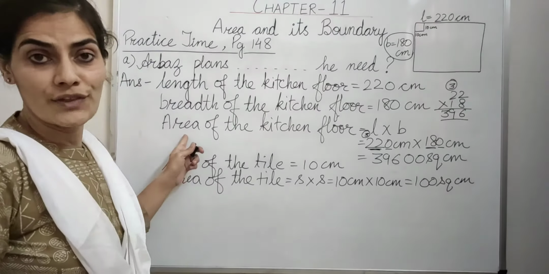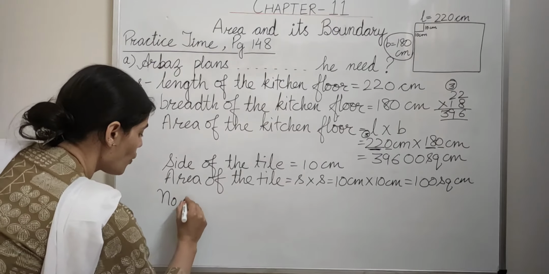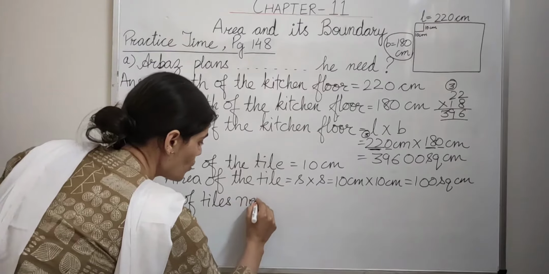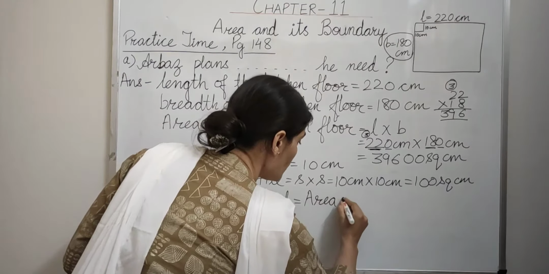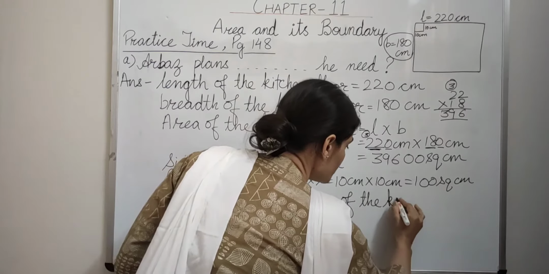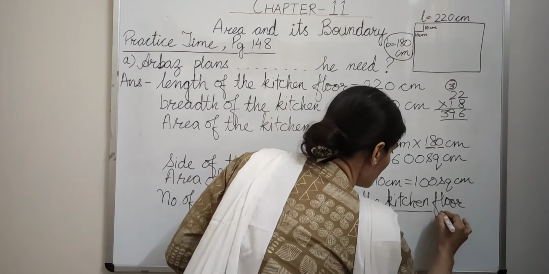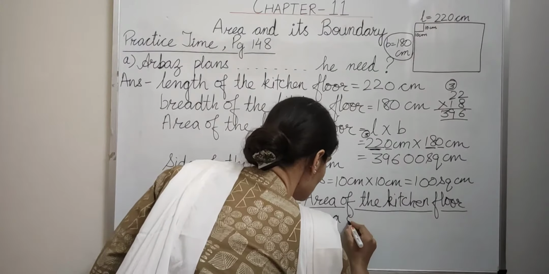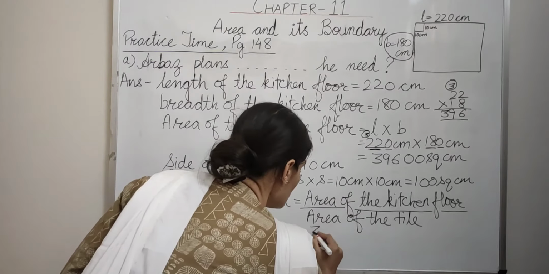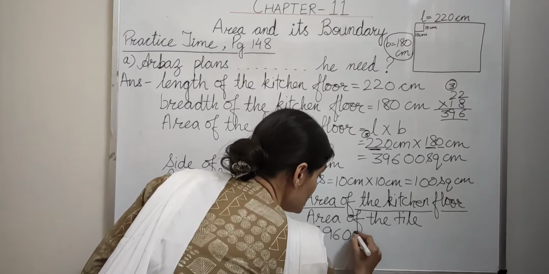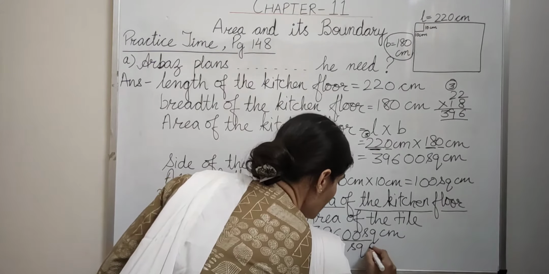Now, we know the area of the kitchen floor. We also know the area of one tile. So let's find the number of tiles needed or required. So what are we going to do? We will divide area of the kitchen floor with the area of the tile. So let's put the values. It was 39,600 square centimeter divided by 100 square centimeter.